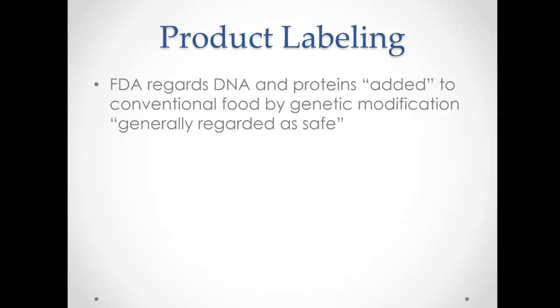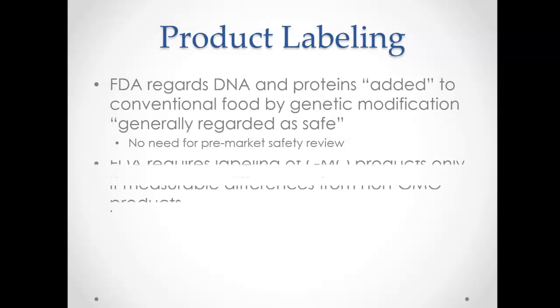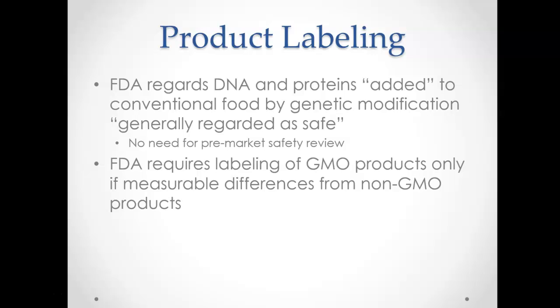So this brings up an interesting idea about product labeling. Here in the United States, the FDA regards DNA and proteins added to conventional foods by modification as being safe. Because they're generally regarded as safe, there is no pre-market safety review. So we don't test these things on other animals first to see whether or not we should be eating them. We just figure, it's DNA, it's protein, we're probably okay.